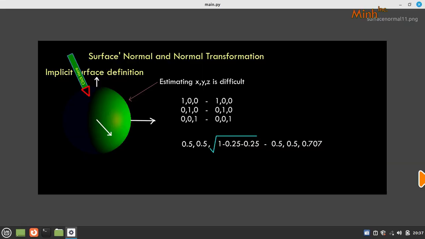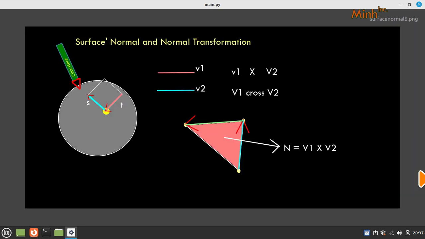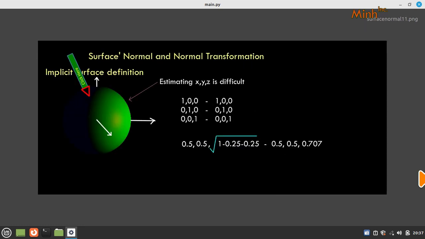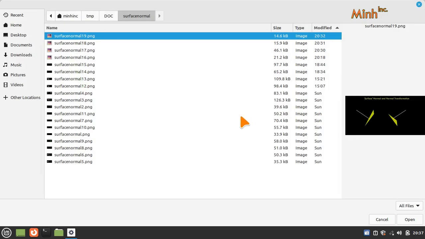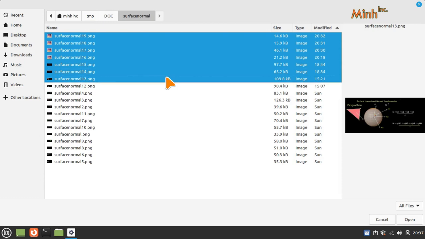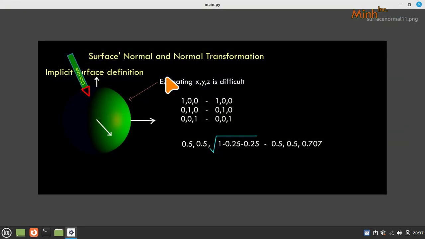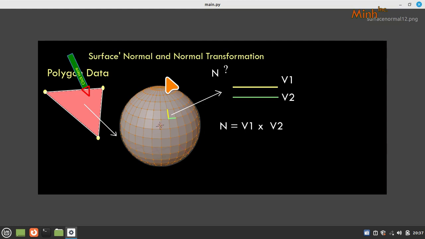So, implicit. We have seen calculating the normal for the implicit function. Okay, polygon data we'll see now. So this is polygon data.